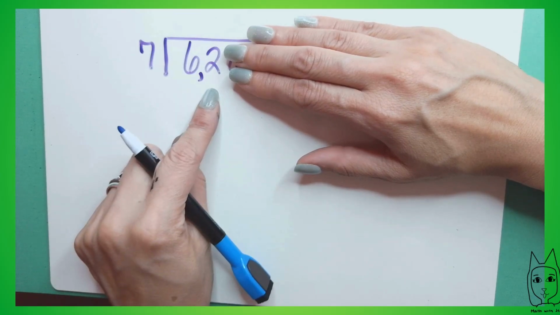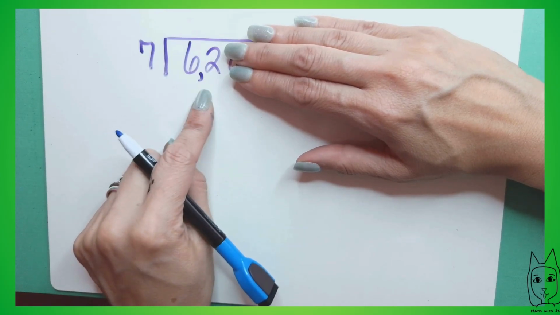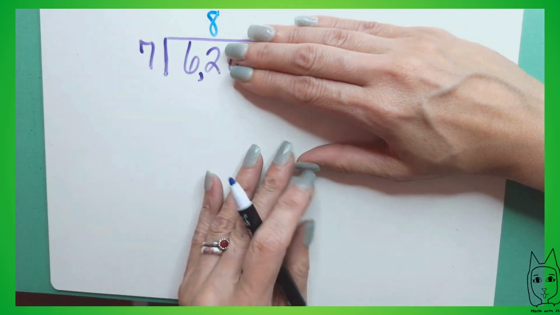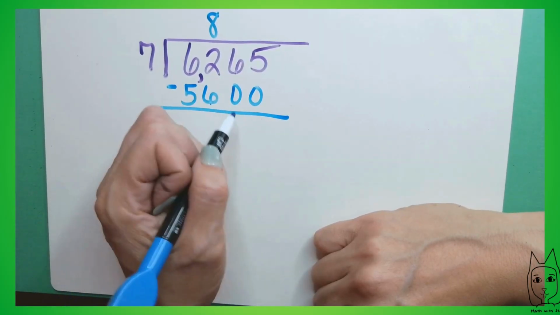Think about 62. Now, you're thinking through my multiplication facts. 7 times what would give me a number close to 62? I know 7 times 7 is 49. 7 times 8 is 56. 7 times 9 is 63. 63 is too much, so I'm going to go with the 8. 8 times 7 is 56. Zero in for the rest of the place values.